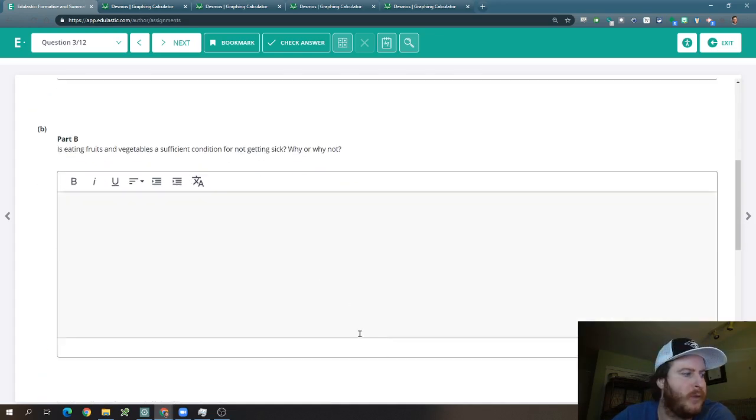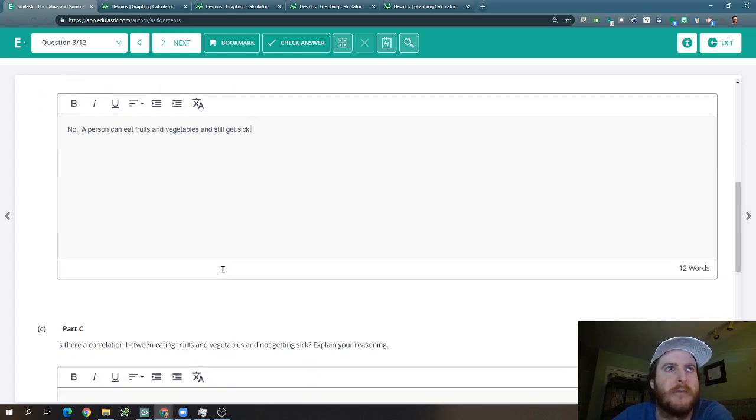Okay. Then moving on, we have, is eating fruits and vegetables a sufficient condition for not getting sick? Why or why not? So again, no, a person can eat fruits and vegetables and still get sick. Right, you could eat all of your fruits and vegetables, but you could just come into contact with someone else who's sick and then get sick. So, for sufficient condition, we're thinking, can it happen another way? Can you get sick for any reason other than eating fruits and vegetables? Yes, you can. So it's not a sufficient condition.